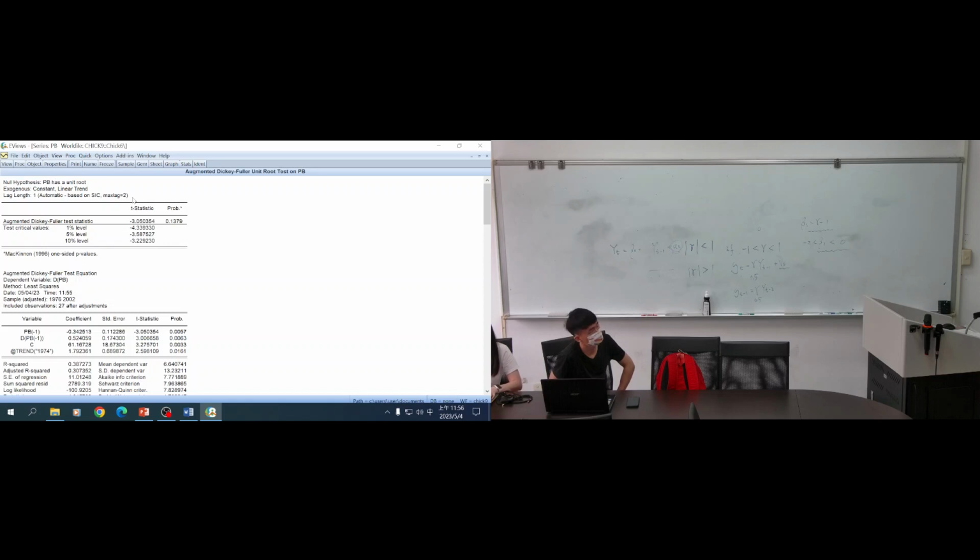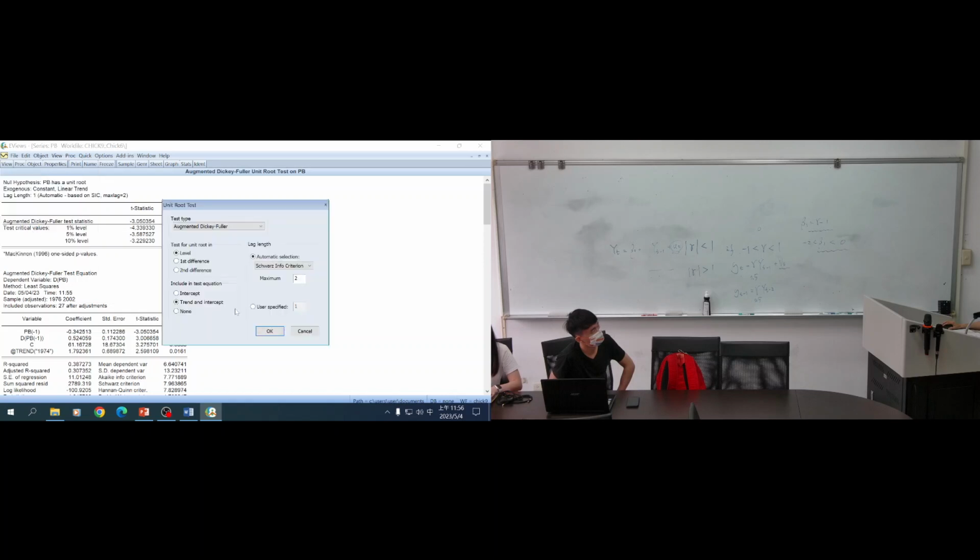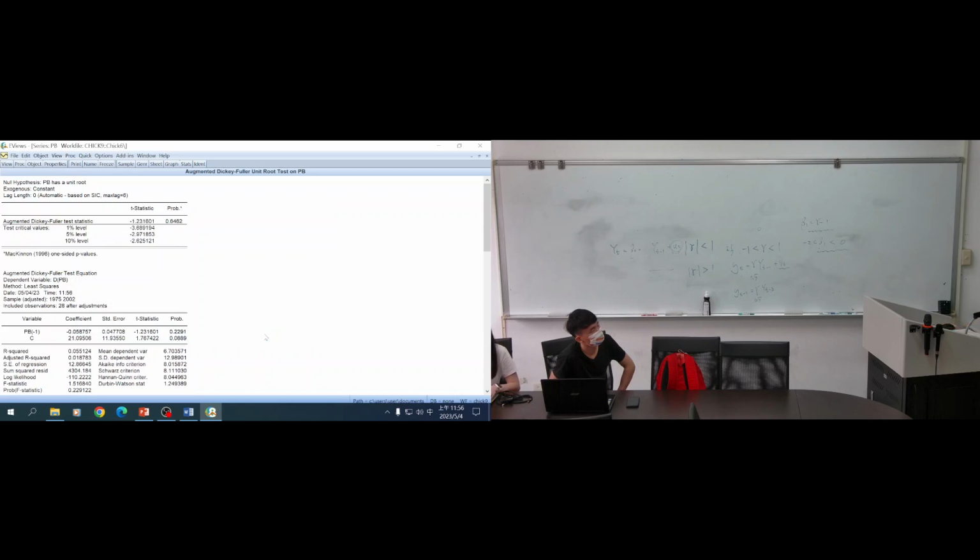Only constant, okay? Let me see. If you are using only constant, let me try it. Unit root test, only constant, so it's intercept. Then what lag are you using? 6, okay. It's not significant. So it's non-stationary. Okay, then PC.